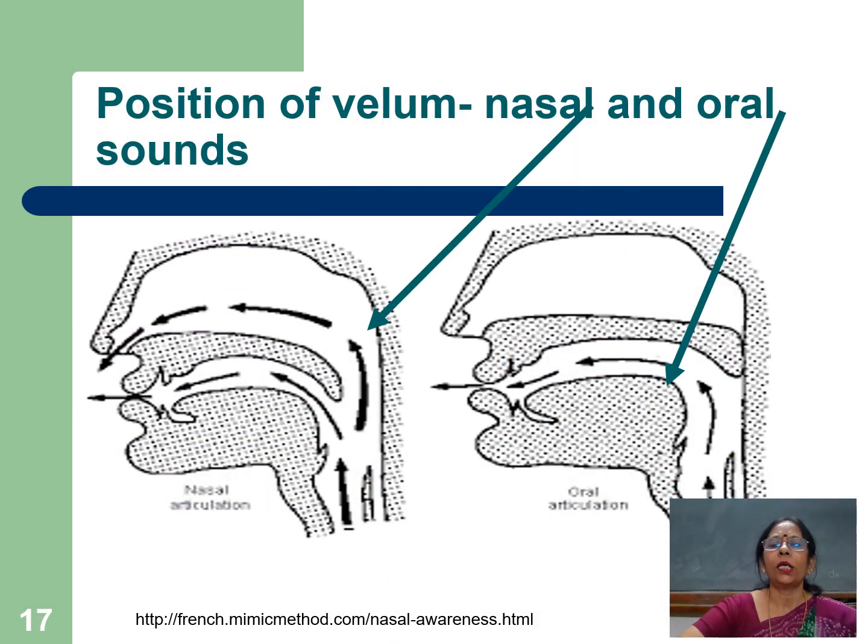The production of nasal and oral sounds is represented by means of this diagram. The arrows show the passage of air through the oral cavity in the second diagram, producing oral sounds when the velum is raised. When the velum is lowered, the air stream passes through the nasal passage or sometimes through the nasal and oral passage, producing nasal and nasalized sounds such as m, n, etc.